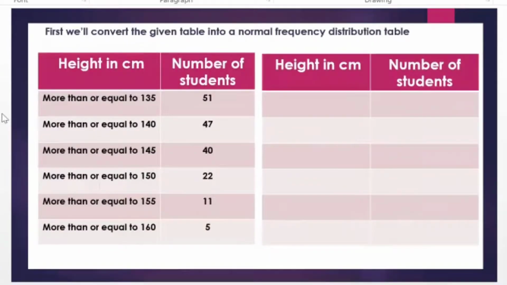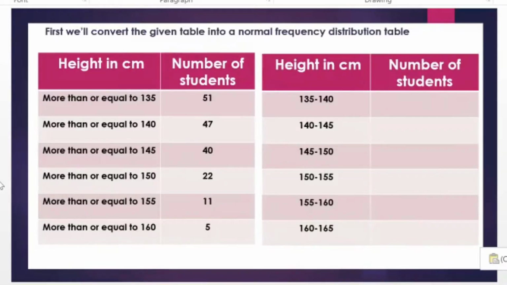So let us try to convert the table into the frequency distribution table. As I told you, my first class interval will be 135 to 140. Next, it will start with 140 and class size of 5, so it will be 140 to 145. Then the more than or equal to 145, so the third class interval will start from 145, class size of 5, so 145 to 150. Then more than or equal to 150, so it will start with 150 and class size of 5. So 150 to 155, 155 to 160, and 160 to 165. So now I have got the class intervals.